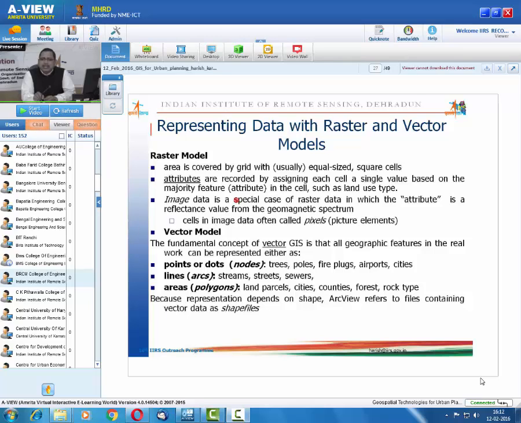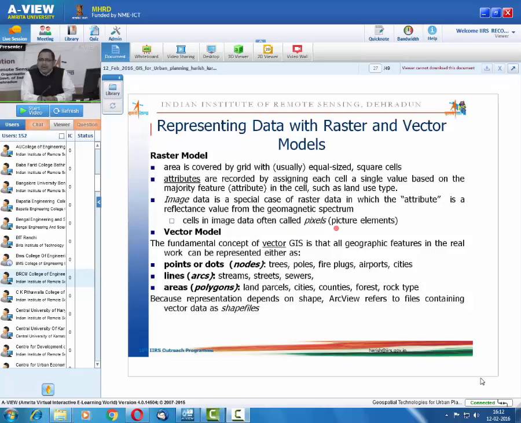All the cells defined in this particular image will have some information, or digitally we will define these attributes for each and every cell, and this digital number or digital value will be used to analyze the characteristics of this particular cell in a raster data model. Image data is basically a special case of raster data in which the attribute is a reflectance value from the electromagnetic spectrum.